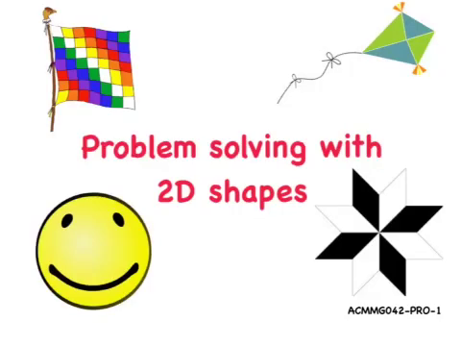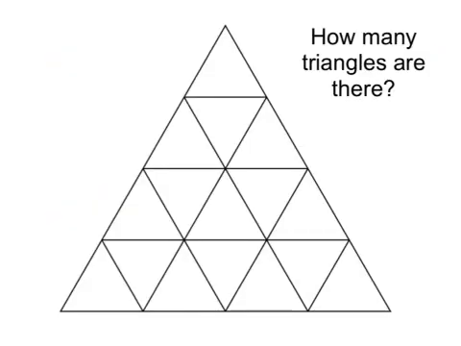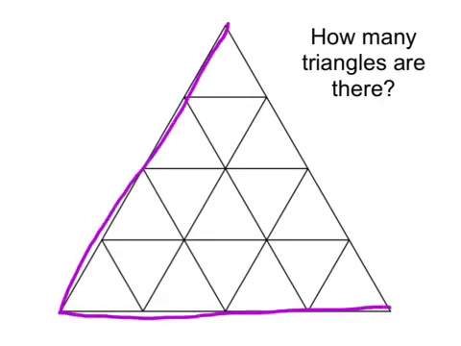Let's investigate problem solving with 2D shapes. Here I've got a picture. The question is, how many triangles do I actually have here? Well, let's have a look. We've got one big triangle here. So that's one.